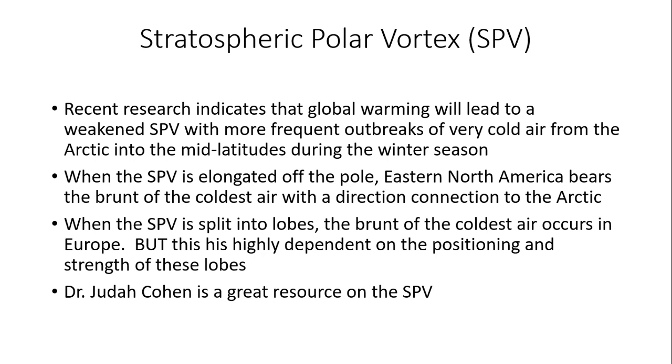Arctic. When the stratospheric polar vortex, SPV, is split into multiple lobes, the brunt of the coldest air occurs in Europe and then parts of Siberia. But again, this is highly dependent on the positioning and the strength of those lobes. Once you split the polar vortex, where those lobes go is going to be highly important as far as the sensible weather, including the temperature departures from normal, that colder weather.